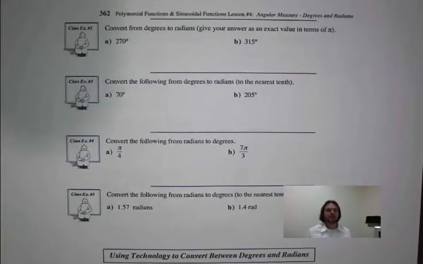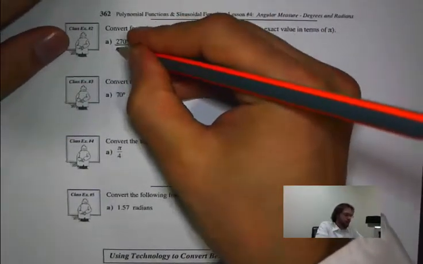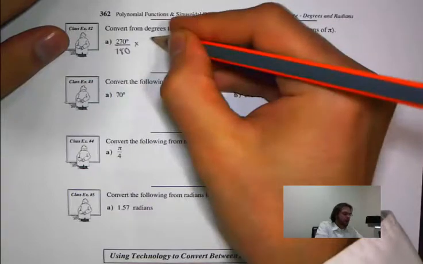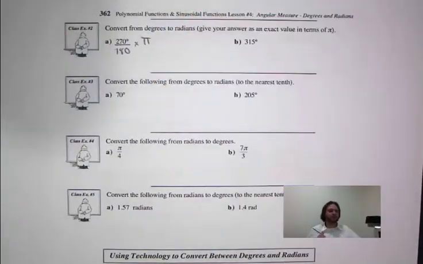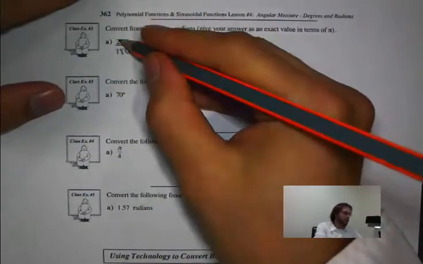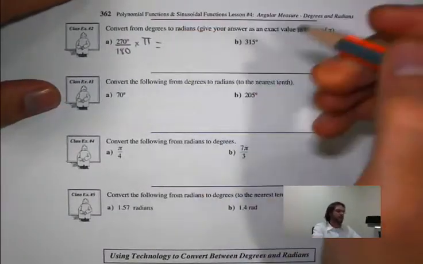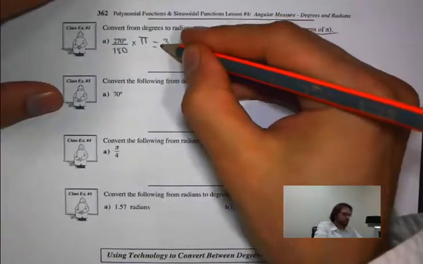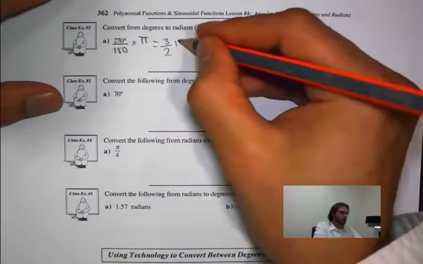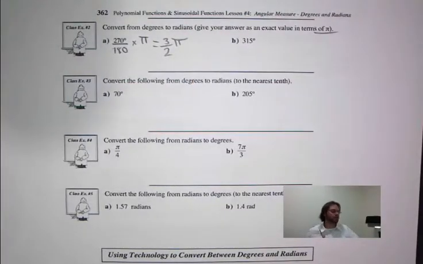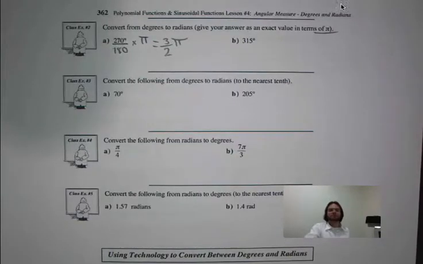So here we go. It says, convert from degrees to radians. So this one's in degrees. We want to convert to radians. What am I going to do? I'm going to divide it by 180 and then multiply by pi. Okay? What does that give me? 270 divided by 180, in exact terms of pi, is the same as 3 over 2, which is pi. So 3 pi over 2.